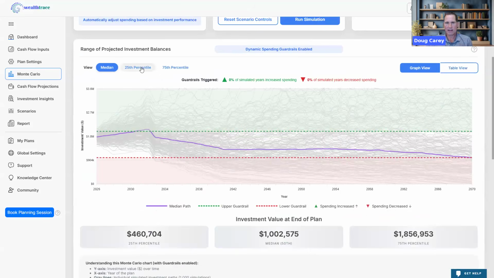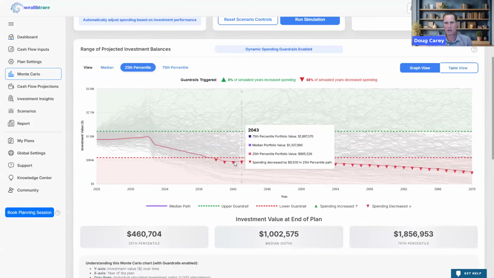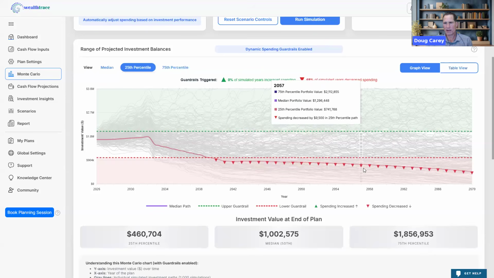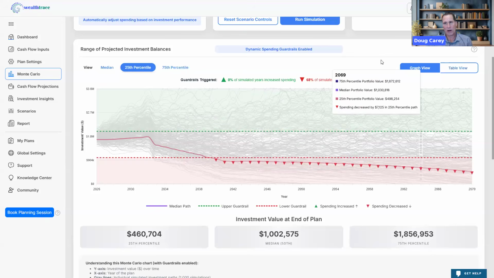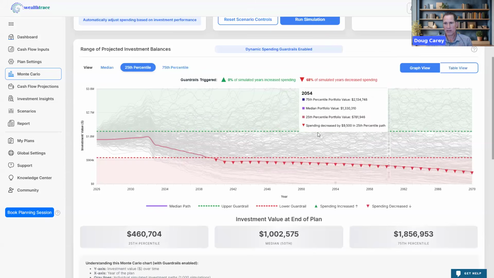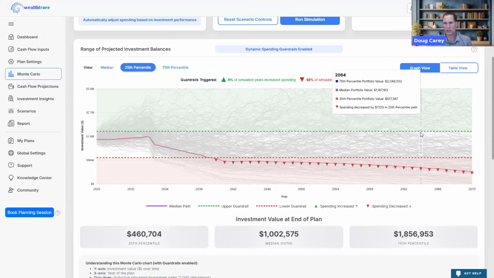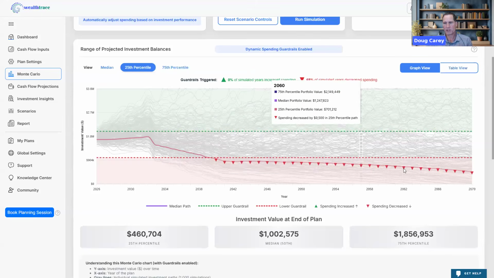But in this path, the 25th percentile, look at how many times they decrease their spending. Every arrow is a year where they cut their spending by 10%. 68% of the time along this path. So if this is the reality that occurs, well, they'll be cutting their spending a lot of the time. All right, so that's what that means. You can see the dotted red line here is the lower threshold, the $1 million. The dotted green line is the upper threshold of 2 million, right? So it makes sense that when they cross the lower, you can see them cutting their spending.